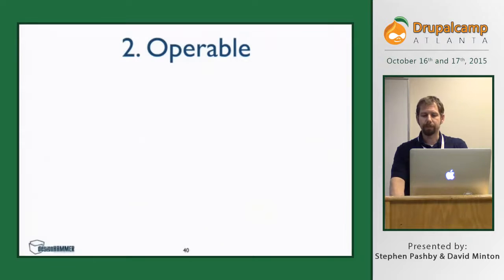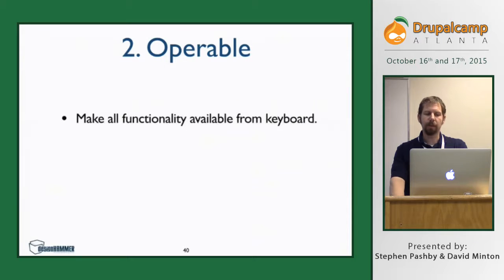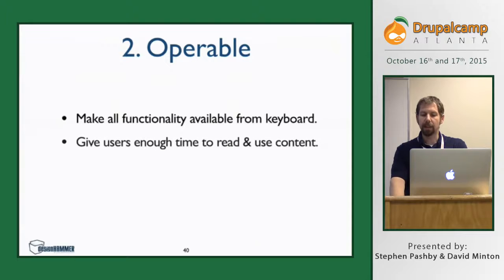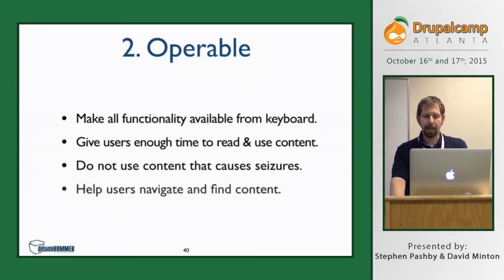For operable, you need to make sure all functionality is available via the keyboard. And you need to give users enough time to read and use content. Do not use content that causes seizures. And you need to help users navigate and find content.